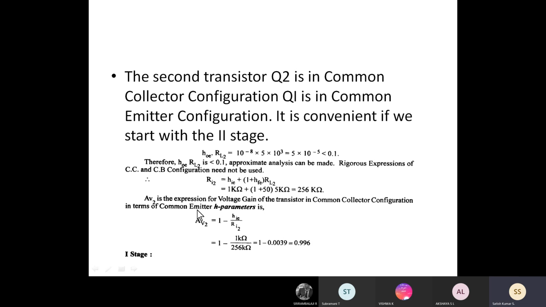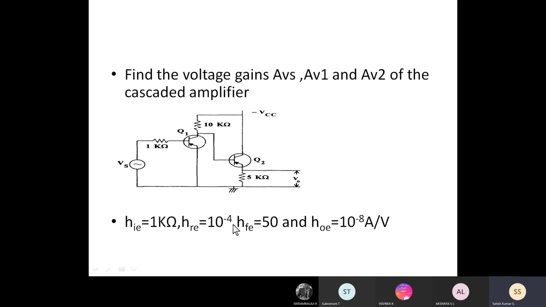Because the voltage gain is calculated as output voltage divided by input voltage. Here the output voltage we don't know, and the input voltage is also not given. So another way to calculate the voltage gain is 1 minus Hi divided by Ri. Hi means internal impedance, which is given in the problem itself. I think it is 1 kilo ohm.